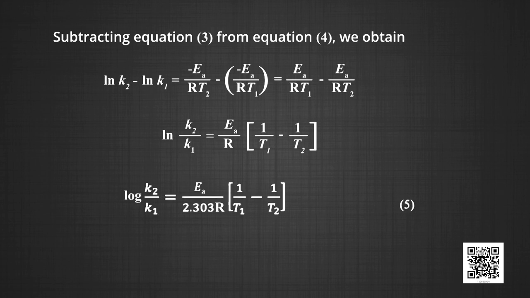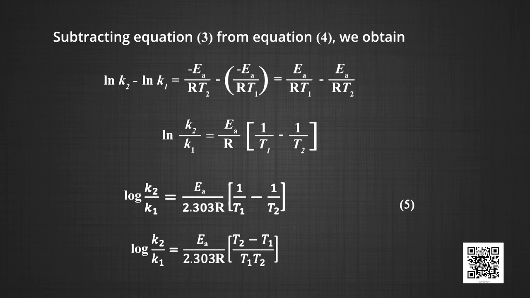Now, taking the log, that is at base 10, log K2 by K1 is equal to Ea by 2.303 R into 1 by T1 minus 1 by T2. Log K2 by K1 is equal to Ea by 2.303 R into T2 minus T1 upon T1 into T2. So, now this is the expression which we will frequently use in the numericals.